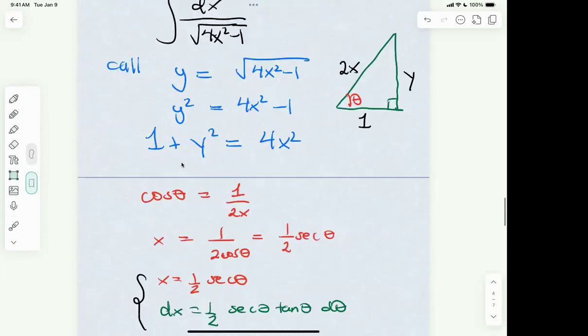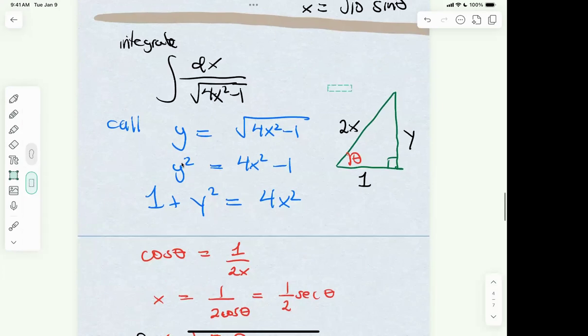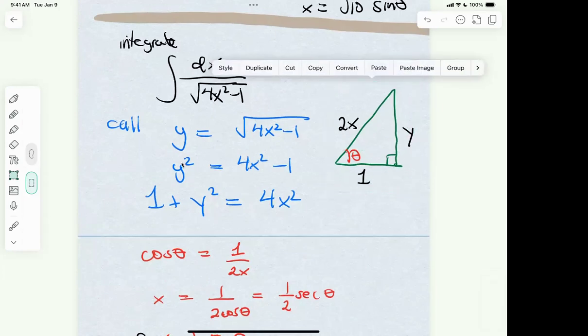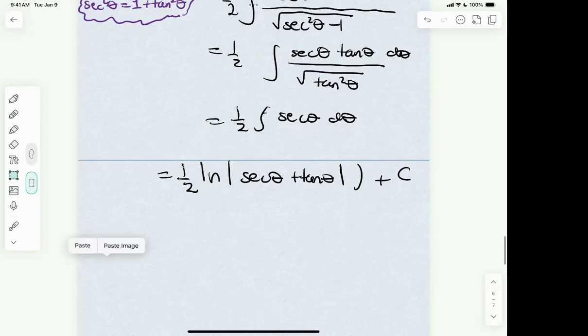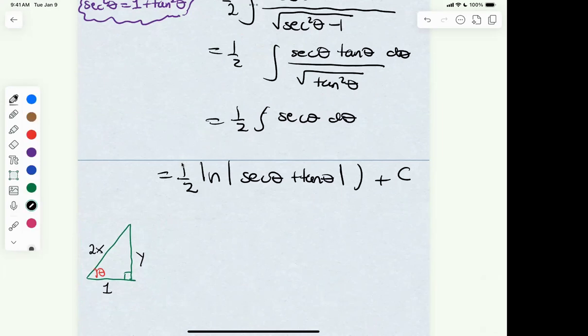So let's go back to our right triangle. This is the right triangle, which again, here we do know y in terms of x, right? We know that y was the square root of 4x squared minus 1, if I'm not mistaken. Okay, so because of the right triangle, everything that involves theta can be given in terms of x.